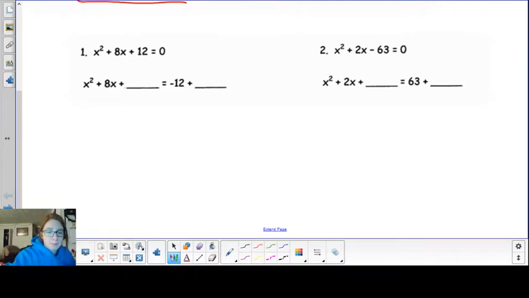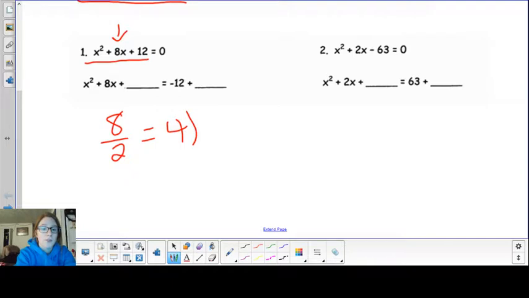Next step is I'm going to take the middle term. So if I look at the original, my middle term is my 8. I'm going to take that 8. I'm going to divide it by 2, which gives me 4. And then I'm going to take 4 and I'm going to square it. So 4 times 4 is 16. And that 16, whatever we get here when we get done, is going to go in these empty spots. So plus 16 and plus 16.